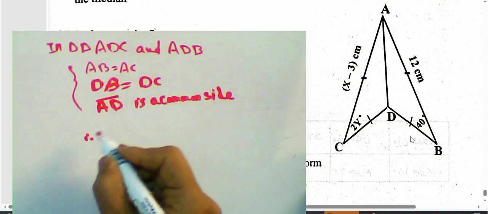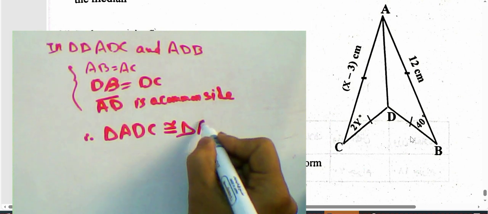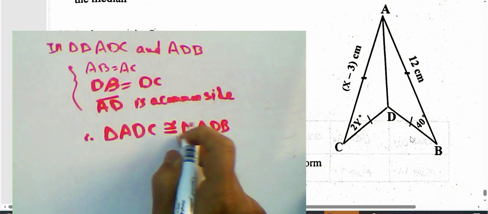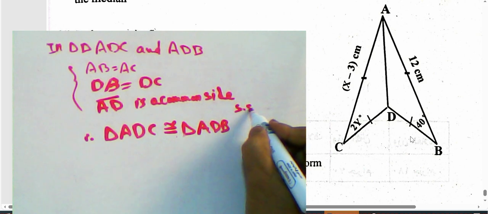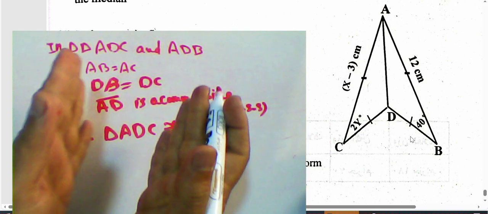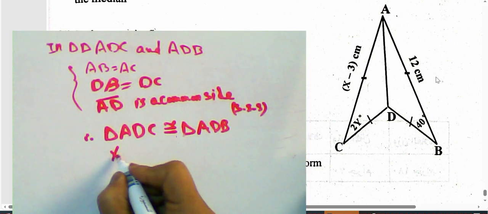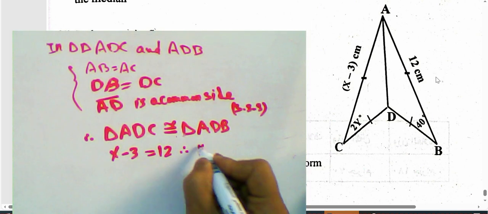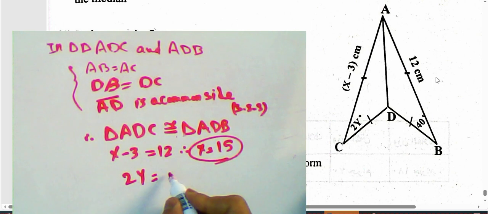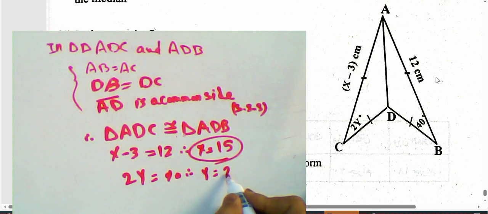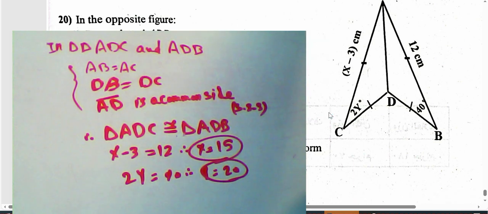Then the two triangles will be congruent. Triangle ADC is congruent to triangle ADB. The first condition, side, side, side. Then the two triangles are congruent. The length of AC is equivalent to AB, so we can find x minus 3 equals 12. Then the value of x equals 12 plus 3 equals 15. The value of x here equals 15. And also 2y equals 40, we can divide it by 2. Then the value of y equals 20 degrees.